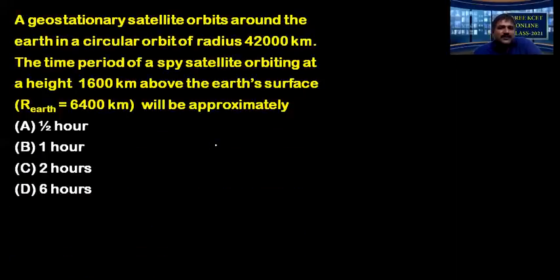Now geostationary, next question. A geostationary satellite orbits around the Earth in a circular orbit of radius 42,000 kilometers. The time period of a spy satellite orbiting at a height 1,600 kilometers above the Earth's surface will be approximately. So here are two situations. The orbital radius of geostationary satellite is given 42,000 kilometer. We want the time period of spy satellite, which is orbiting at a height 1600, means the orbital radius becomes sum of 1600 and 6400, that is 8000 kilometer.